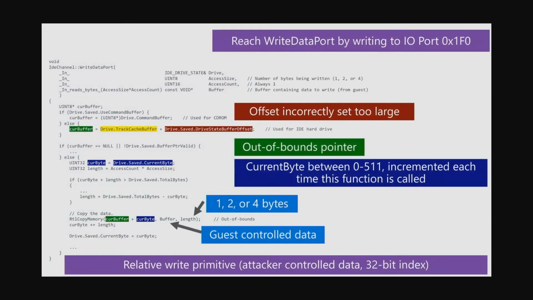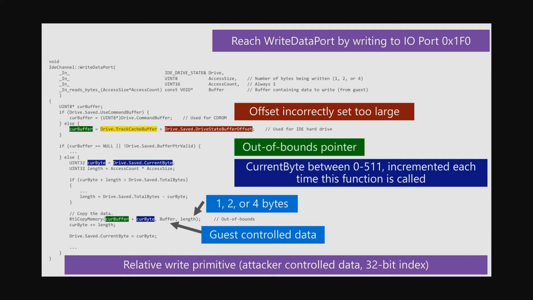If we look at the functions that are actually involved, and this is probably too small to read, but I'm just going to talk through it, and you can reference the slide later if you want to. There's this function inside the emulated storage component called write data port. This function has a couple of key variables. It has the track cache buffer, which is this pointer. It has the drive state buffer offset, which is this value that we can increment to be out of bounds.